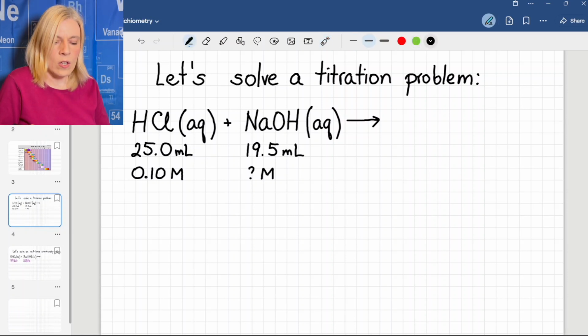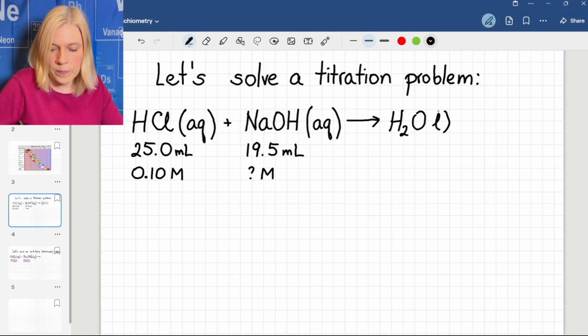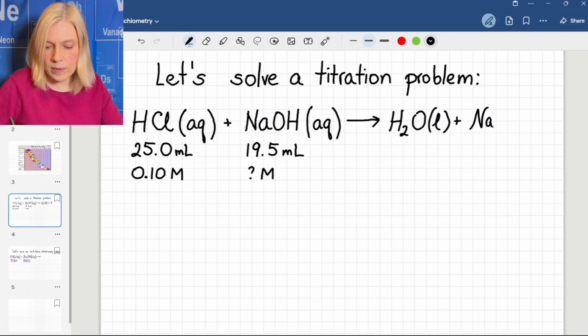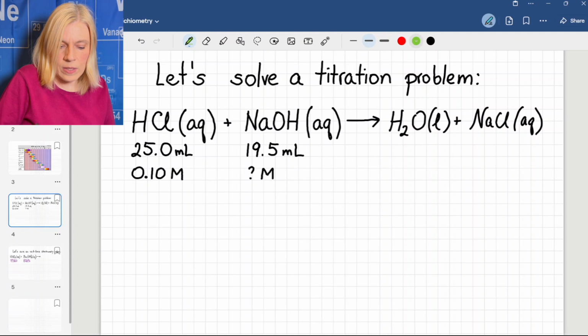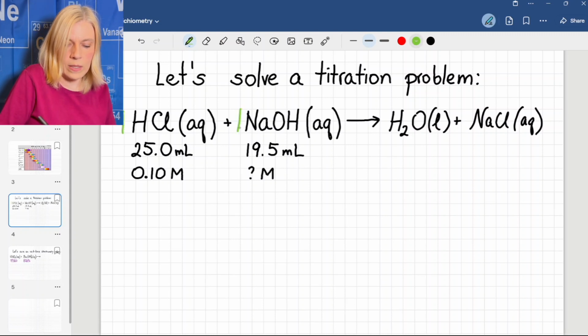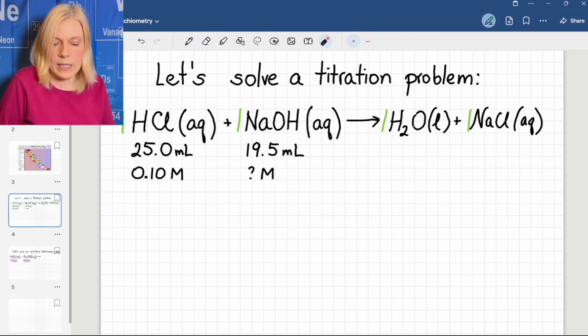So I think we need to realize that we're going to make a neutralization reaction. So we're going to make H2O, water, plus salt, and we need to realize that everything here is a 1 to 1 to 1 to 1 ratio, which just makes it a little bit easier. 1 to 1 ratio.